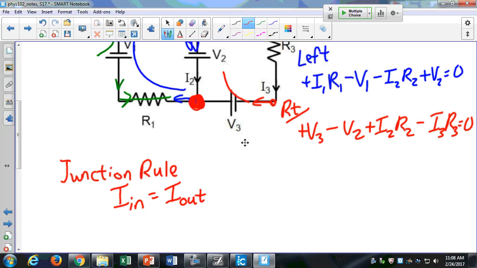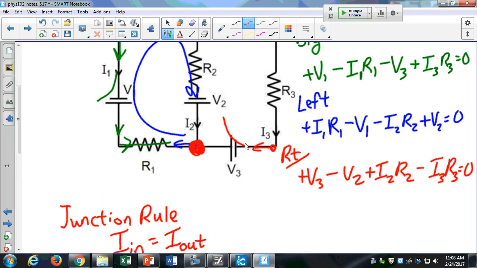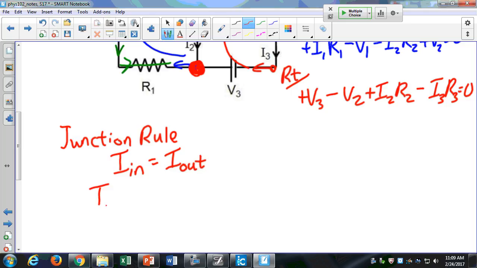What currents are going into that junction? Okay, I2 is going into that junction. What else? I3. I1 is also going into the junction. See, because they all have the arrows down here. They come around. I3 is going in there, I1 is going in there, and I2 is going in there. So all the currents are coming into this junction. So I in is I1 plus I2 plus I3. And the outgoing currents? There are none.